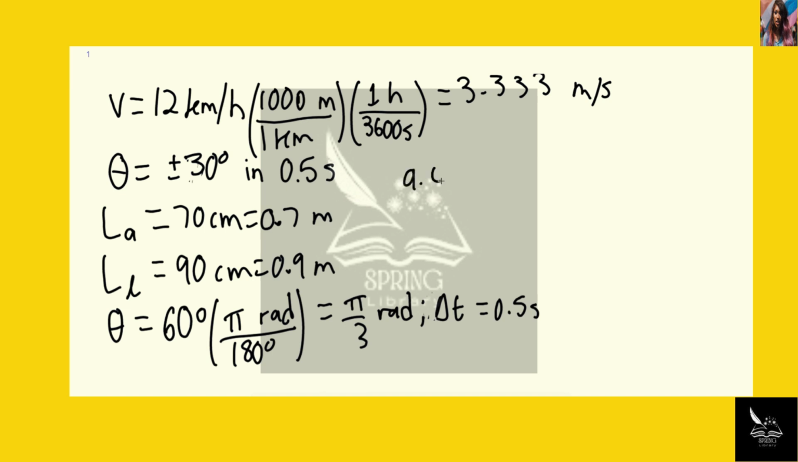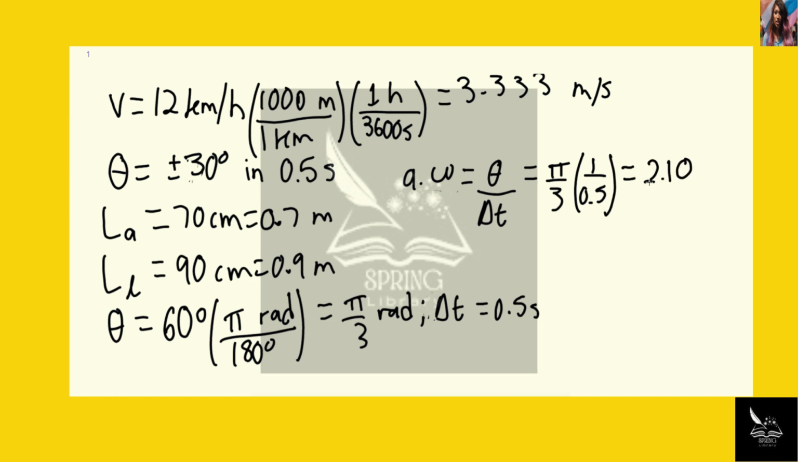So for A, we'll have omega equaling the angular displacement divided by delta t. So this is going to be pi over 3 times 1 over 0.5, and this is going to be equal to 2.10 radians per second. So this will be your answer for A.